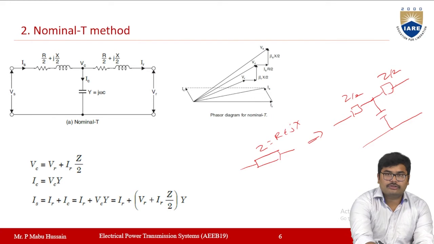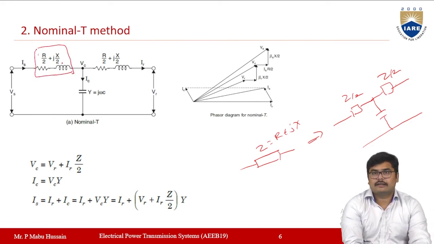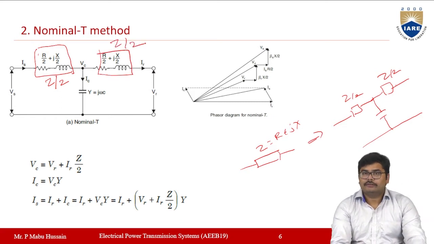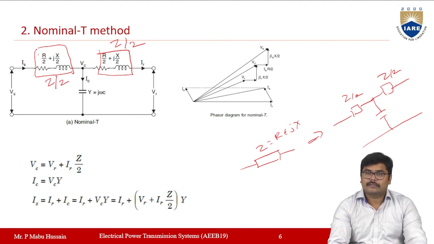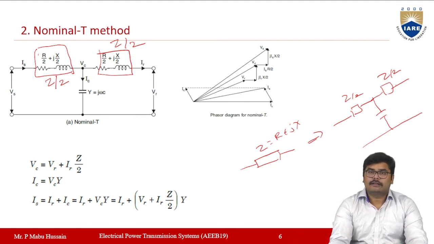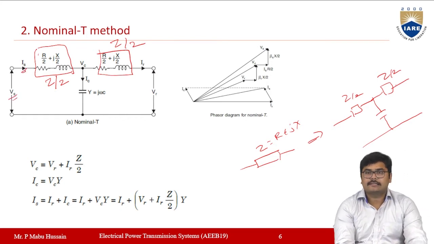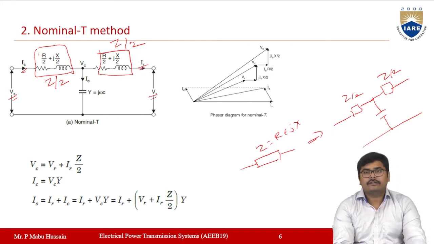Here in the diagram, you have R plus jX by 2, which is nothing but Z by 2, and here again Z by 2. So this total circuit looks like a T network, and this method is called the nominal T method. At the sending end, you have the sending end voltage and current, VS and IS, and at the receiving end, you have the receiving end voltage and current, VR and IR.